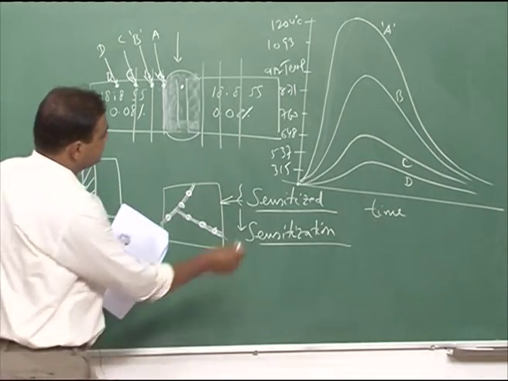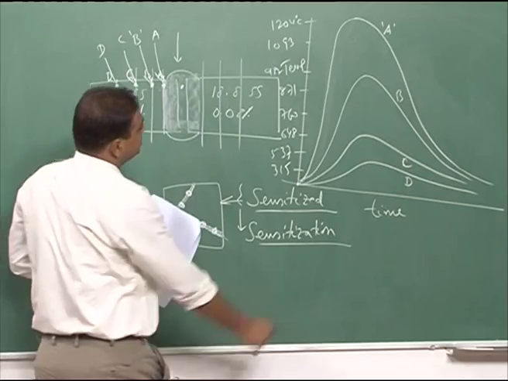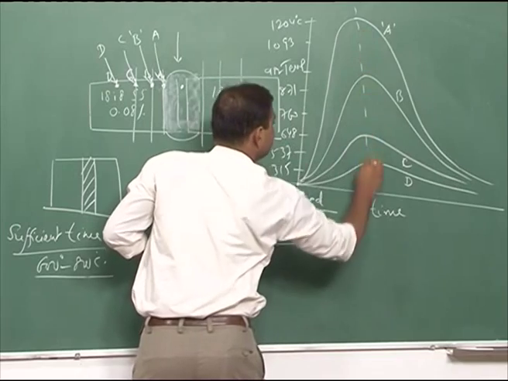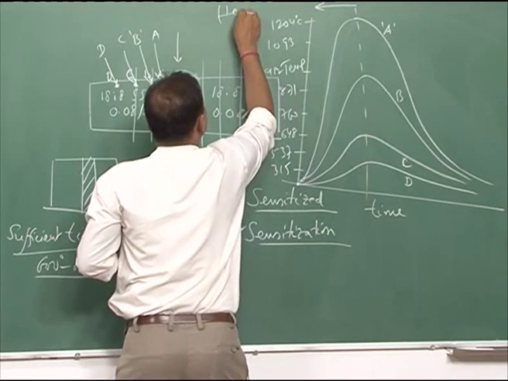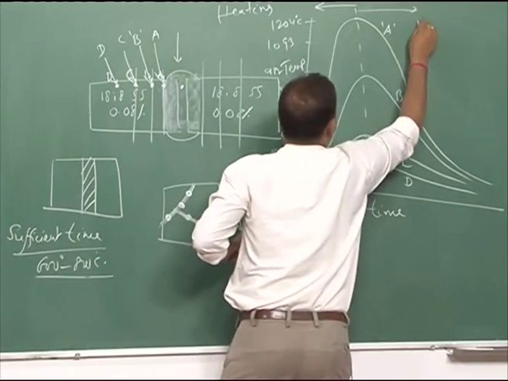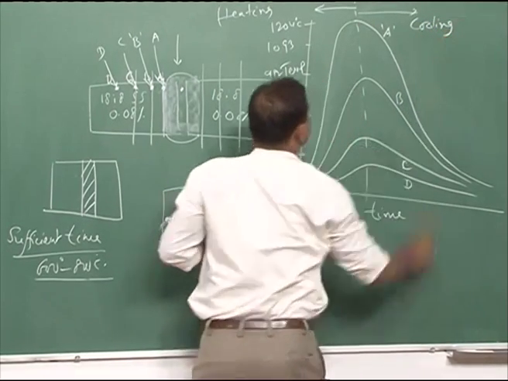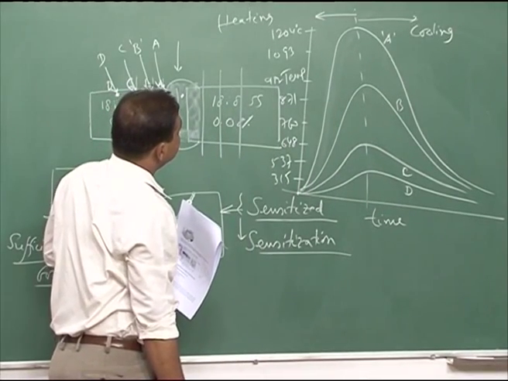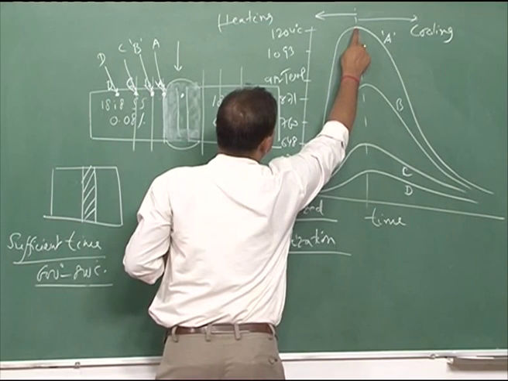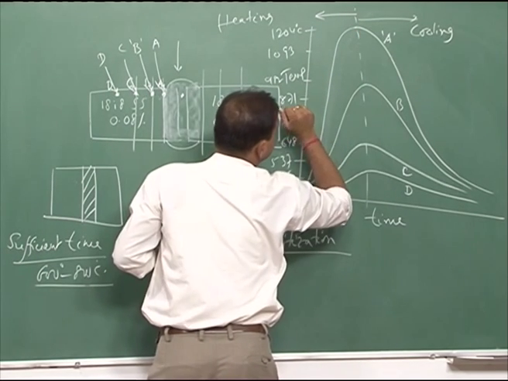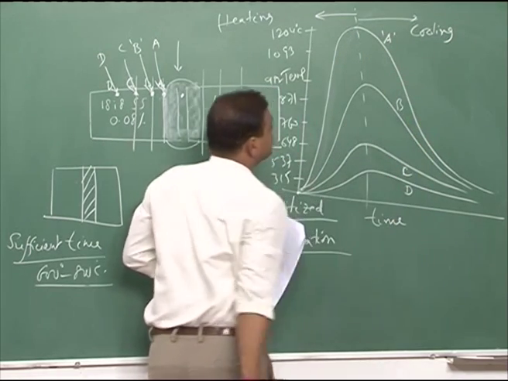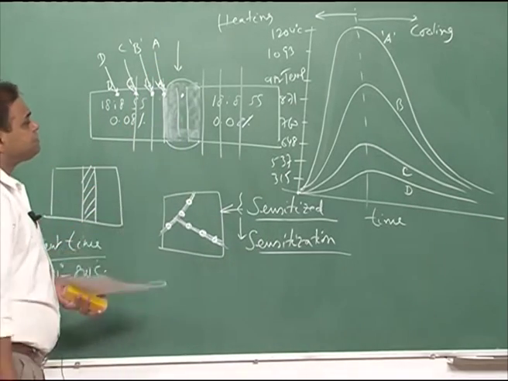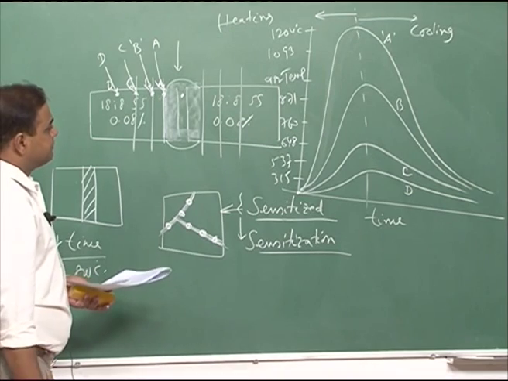Now, if you see these graphs carefully, you will see this part is heating, and this part is cooling. When it cools down from the maximum temperature of around 1204 degrees Celsius, the cooling rate would also be very steep. Since we have such large temperature differences, the cooling rate would be very steep.